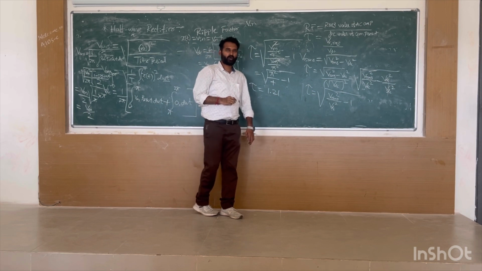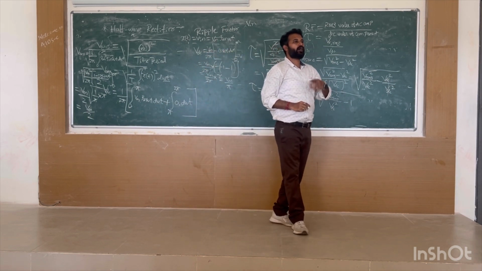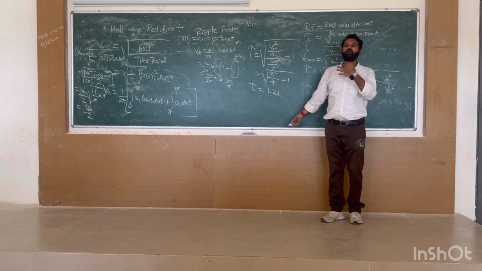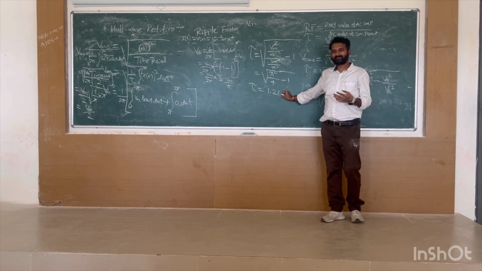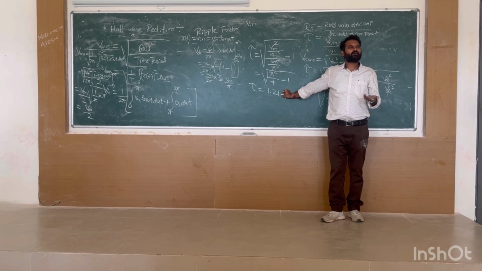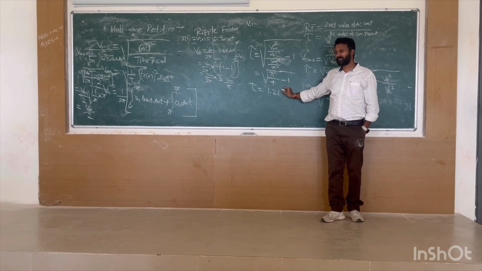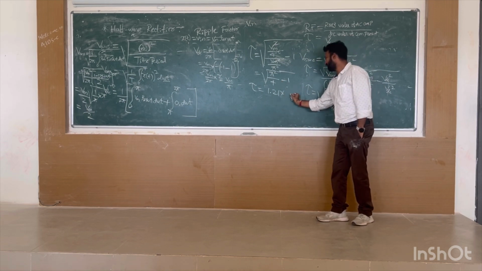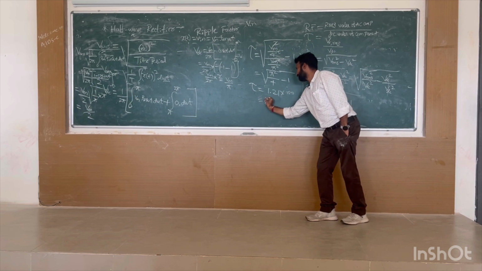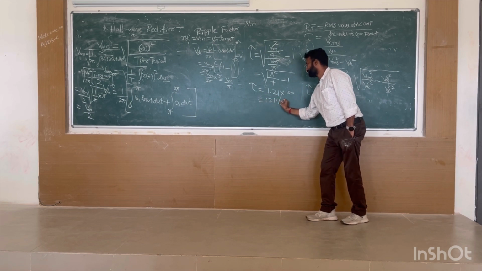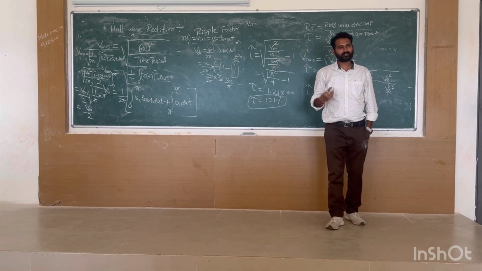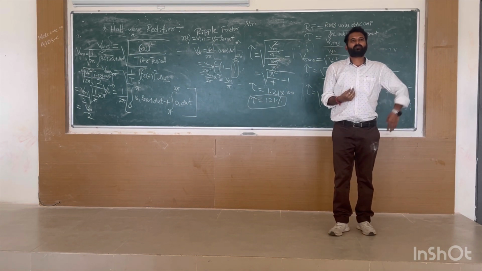You get 1.21. I want to express this in percentage. What will you do? Yeah, good, into 100. What will you get? 121. Tau is equal to 121%. So, listen here. What did you understand by this?